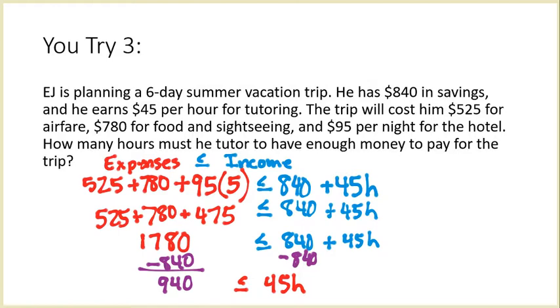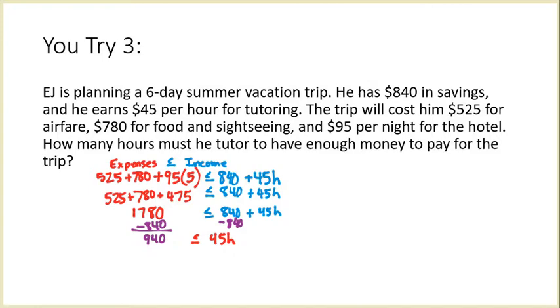I'm going to make this all smaller. There we go, but not too small. So now that I have the 940 on the left and 45h on the right, I'm going to divide both sides by 45 to get h by itself. And what will I get? Well, I'll get 20.8 repeating forever. But can we have 0.8 repeating of an hour? No, we really can't. So let's round up and say that he has to work 21 hours.